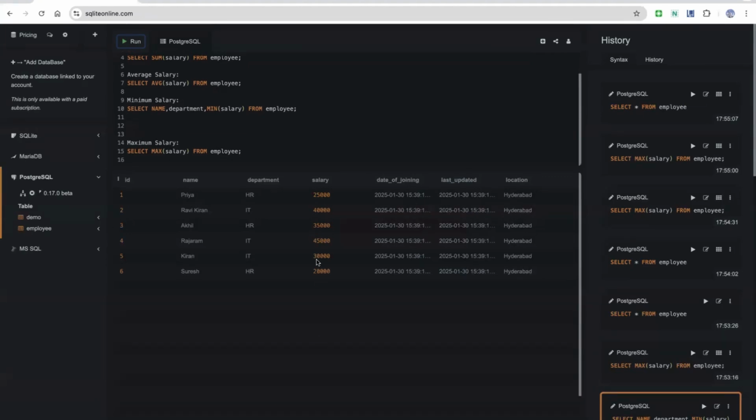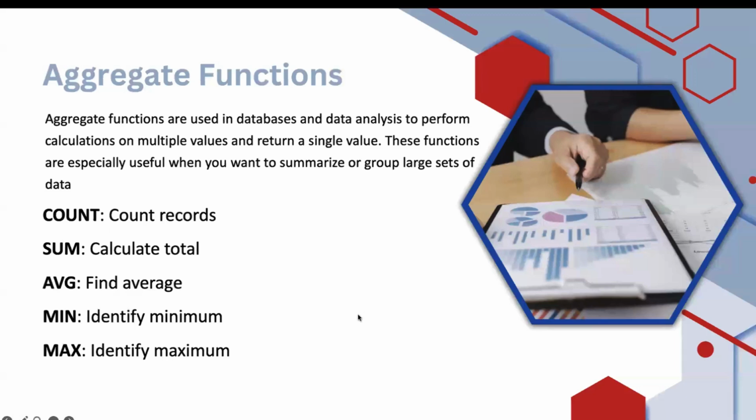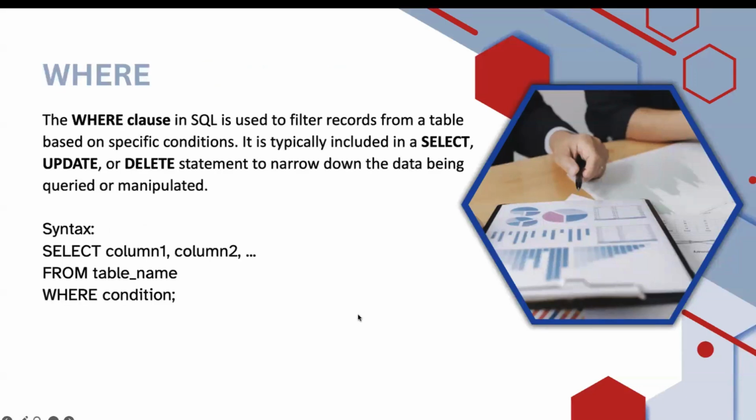Now, the next thing we are going to learn about is the where clause. The where clause is mainly used in SQL to filter the records from the table based on a specific condition. It is typically included in the select, update, and delete statements to narrow down the data being queried or manipulated. I will show you a practical example of how we can use the where clause to filter our data as per the need.